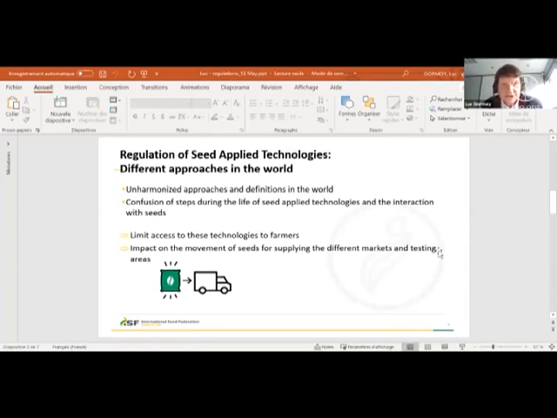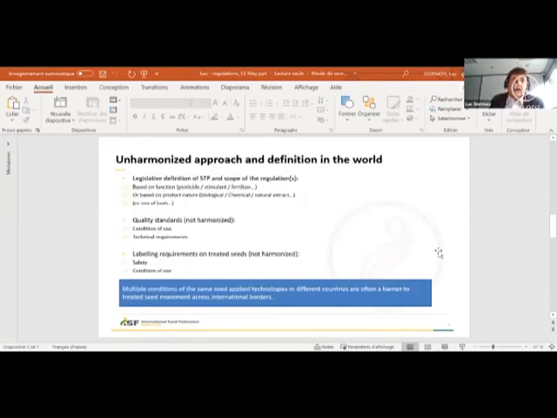An unharmonized approach and definition, what does it mean? In fact, there are several regulatory approaches in the world. Some of them are based on function. This means, as presented before, the function of the product applied on seeds, either pesticides, stimulants, or fertilizer. Some other regulations are based on the nature of the product applied on seeds, either, for instance, biological, chemical, or natural extract. And some regulations are based on a mix of both.